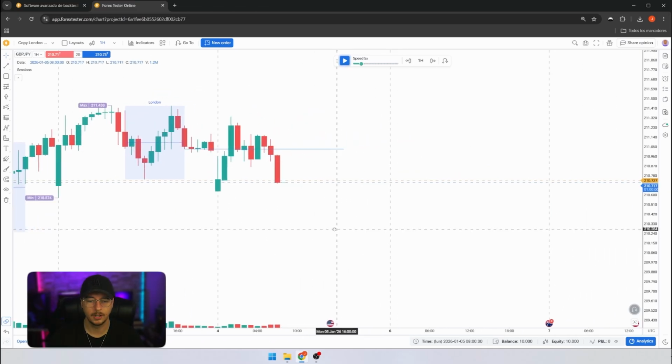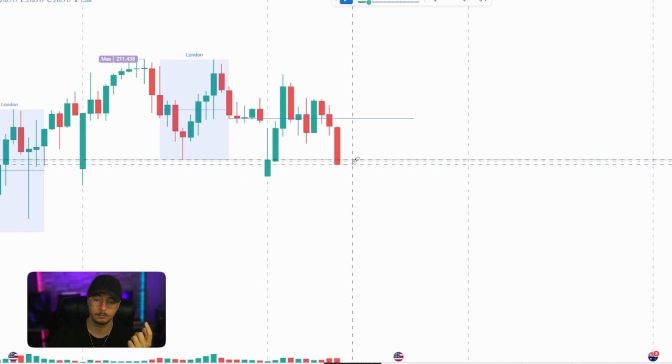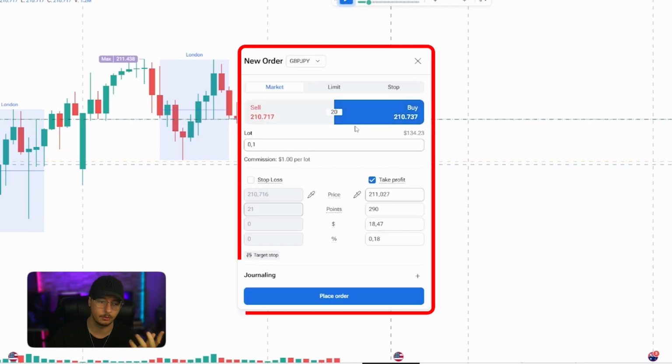So now basically what we need to do, like I said, is open a buy. And how are we going to place our stop loss and our take profit? Well, basically first we're going to place our take profit to see the distance. And now we've got our take profit placed here. You will see it's 290 points, so 29 pips.